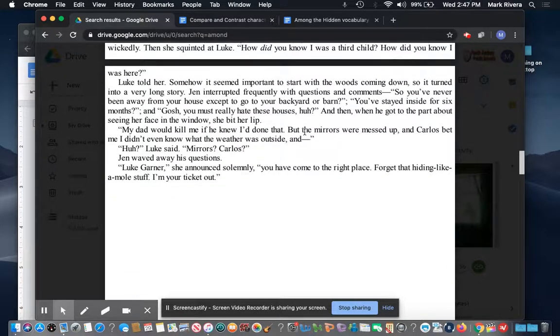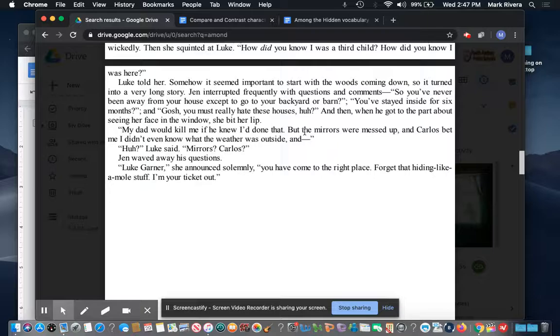Luke told her. Somehow it seemed important to start with the woods coming down, so it turned into a very long story. Jen interrupted frequently with questions and comments. "So, you've never been away from your house except for going to the backyard or the barn? You've stayed inside for 6 months? Gosh, you must really hate these houses, huh?"